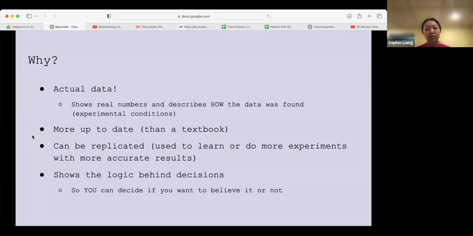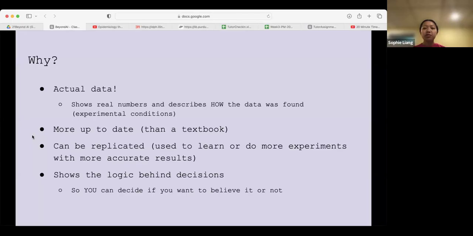Okay, and then also if you look at a study, then you can replicate the experiments done in the study. Because the papers write about how they do their experiments in a lot of detail, you can do the experiments yourself so you can find more accurate results. And then finally, it shows the logic behind decisions.